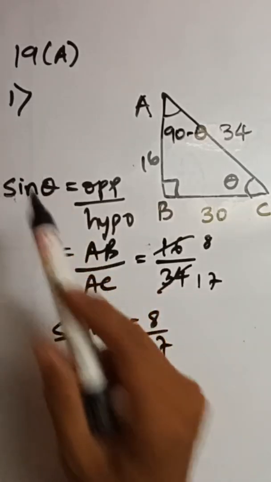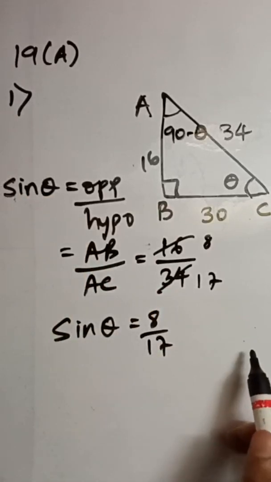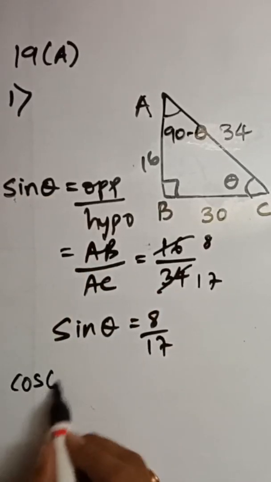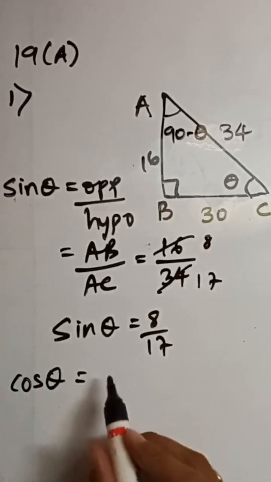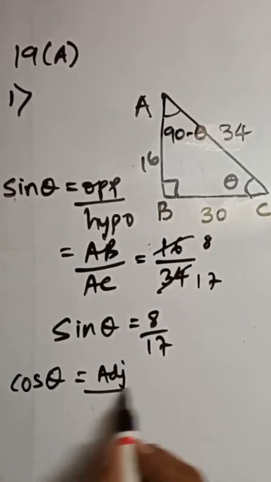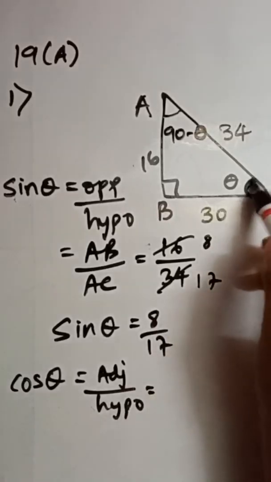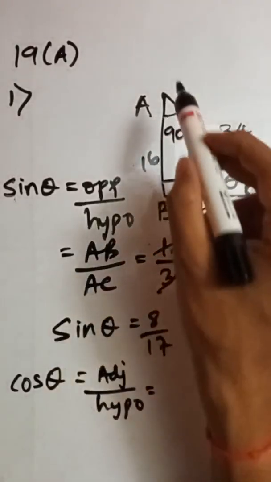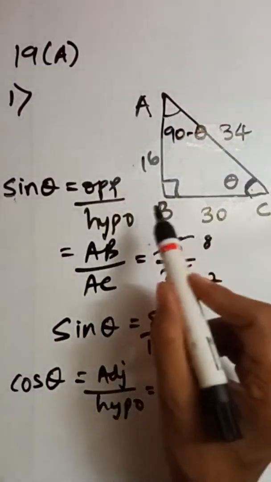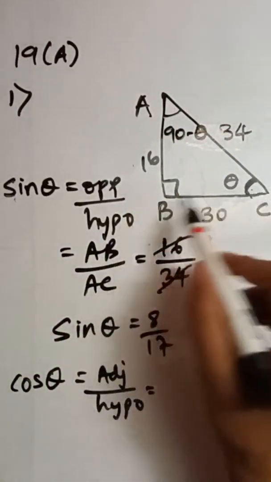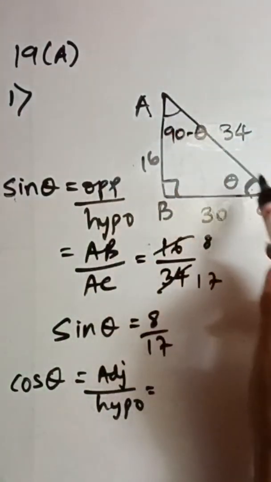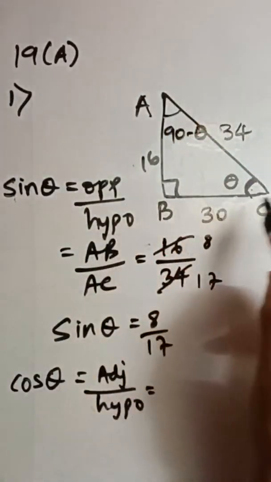Understood how we find a trigonometric ratio? In the same way I'll find cos also. Cos theta. So the formula for cos theta is adjacent upon hypo. So for this theta, this is opposite, this is hypo, so this third side will be adjacent. Adjacent means the side next to it. Hypo cannot be adjacent, hypo is fixed, so this will be adjacent.